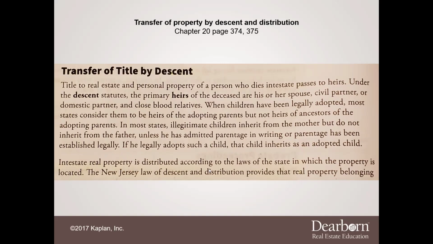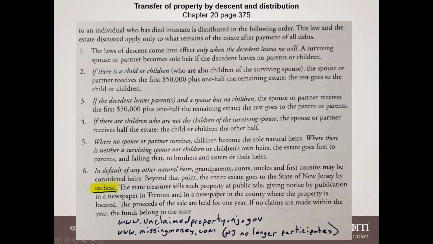Intestate real property is distributed according to the laws of the state in which the property is located. The New Jersey law of descent and distribution provides that real property belonging to an individual who has died intestate is distributed in the following order. The law and the estate discussed apply only to what remains of the estate after all payments of debts have been satisfied. So the law of descent, once again, comes only into effect when the decedent leaves no will.